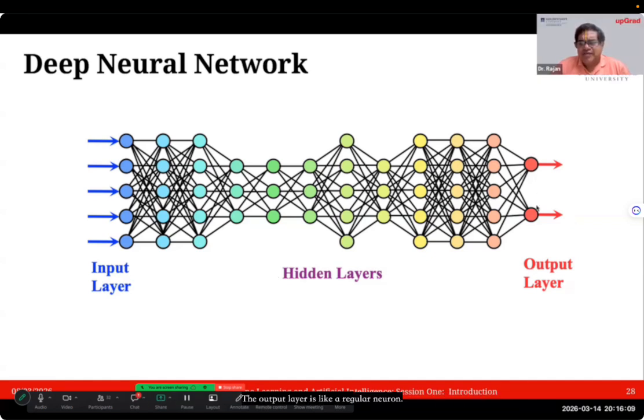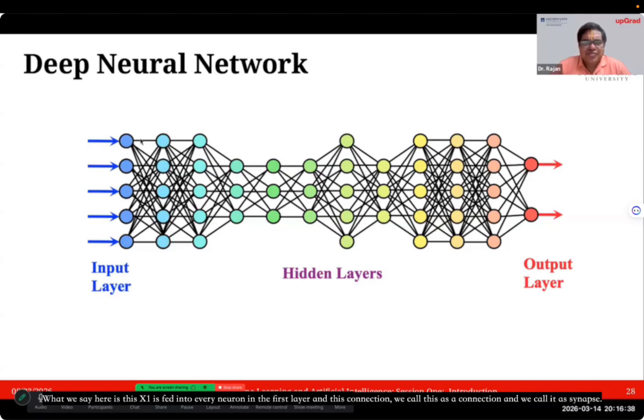Okay, the output layer is like a regular neuron. The input layer is just, we call it a layer, but you can think of it as just the plain input. This will be just x1, this will be just x2, this will be just x3, x4, x5 in this case. There is no processing happening in the input layer. What we say here is this x1 is fed into every neuron in the first layer. And this connection, we call it a synapse.